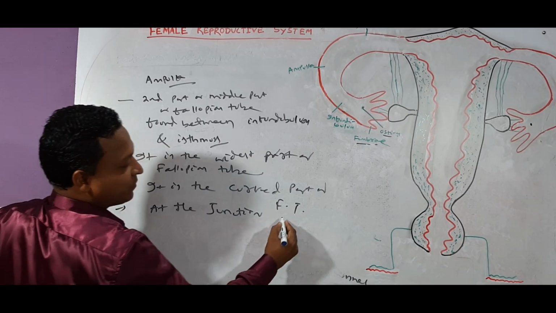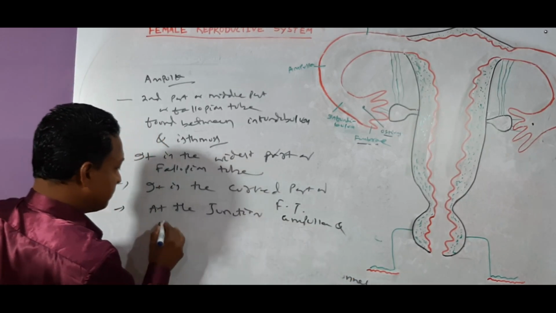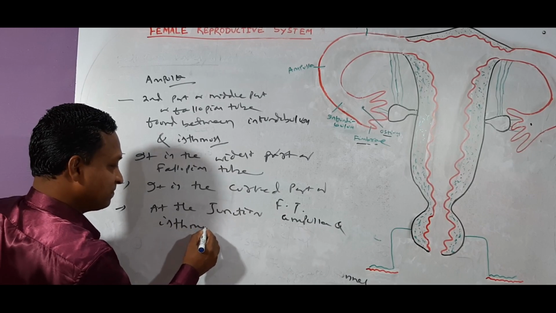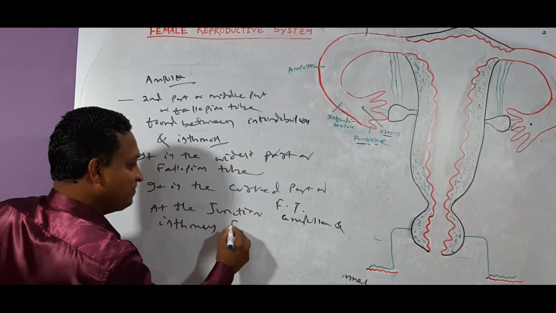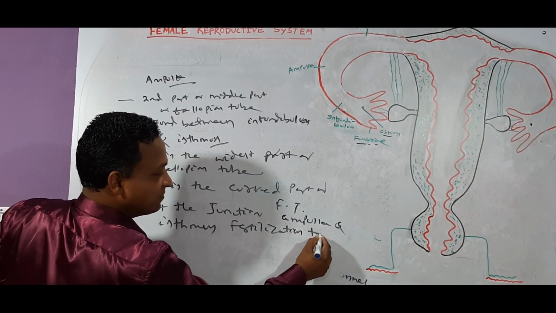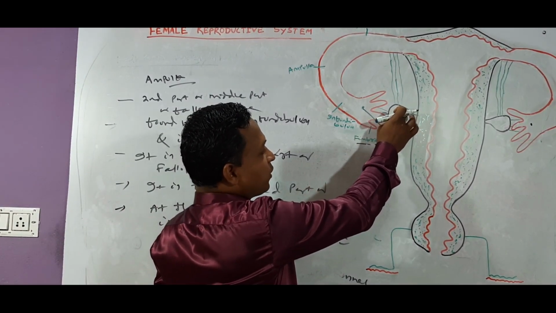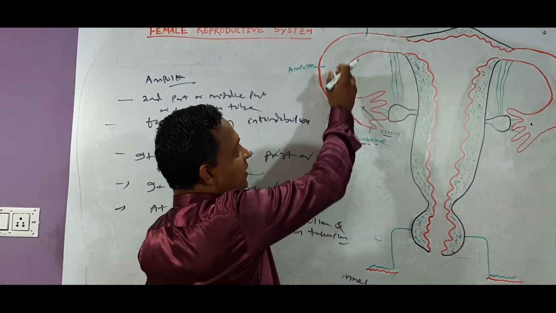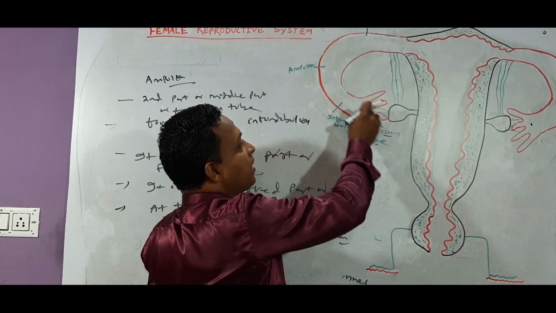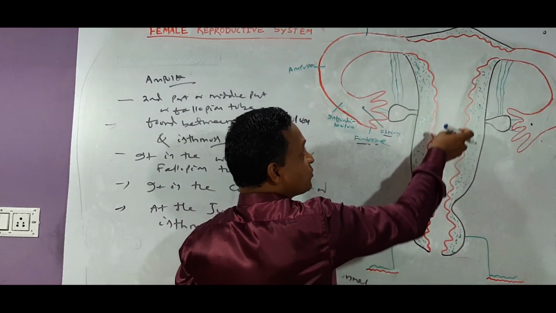If we take the next one, at the junction of ampulla and isthmus, fertilization takes place. Try to focus your mind on which one the ovum is coming out in this way. The ovum comes to the fallopian tube. And in this one, the sperm is coming out.